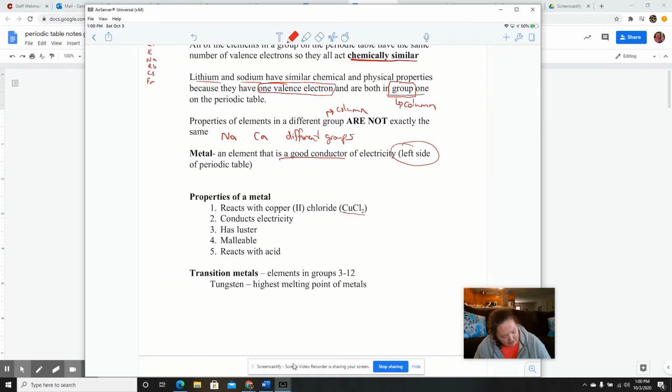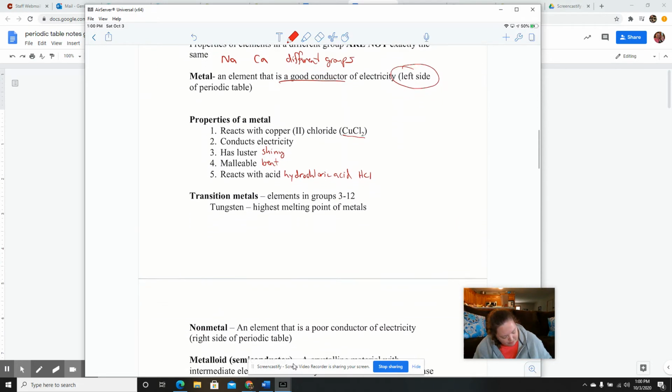Conducts electricity, has luster, is malleable. Luster, if you're not familiar with that, it's shiny, okay? It's not glittery, it's got a shine to it. Malleable means that it can be bent. If you hit it with a hammer, it bends, okay? And then reacts with acid, particularly hydrochloric acid, which is HCl. It reacts with other acids, but hydrochloric especially, okay?